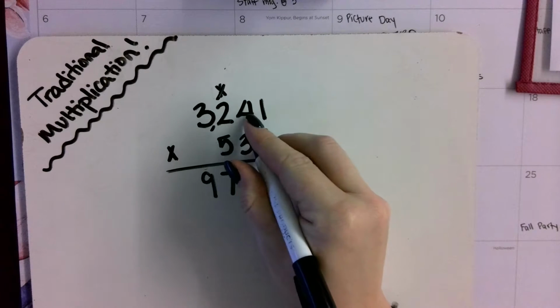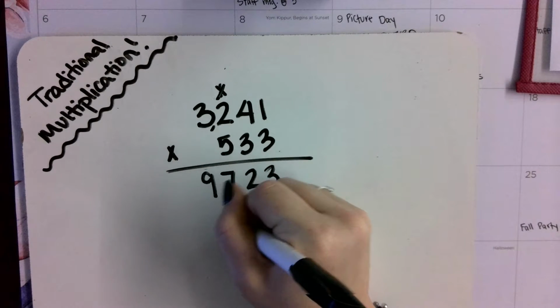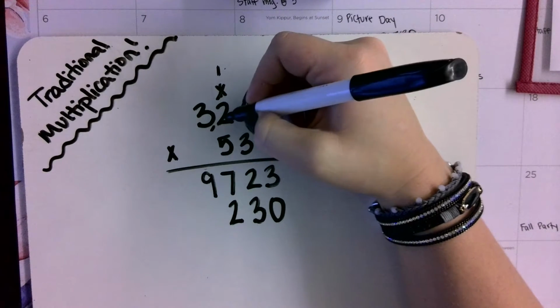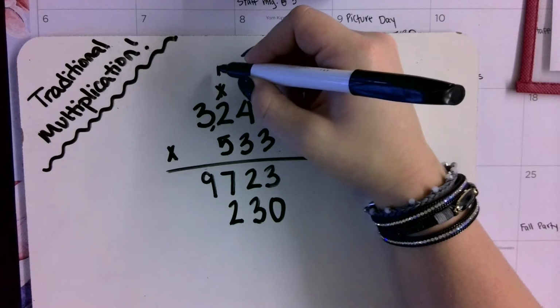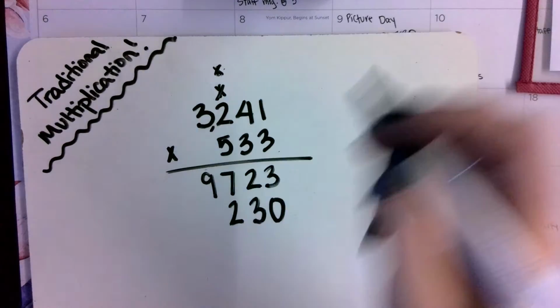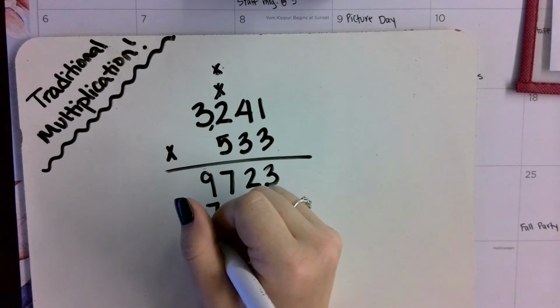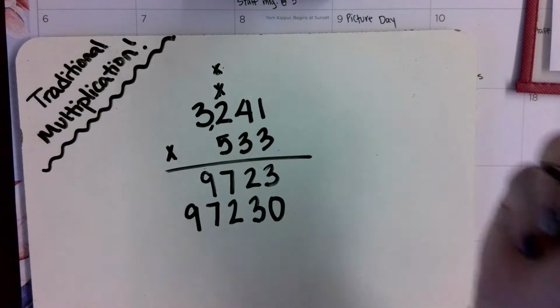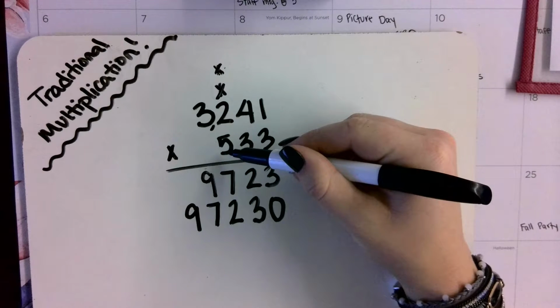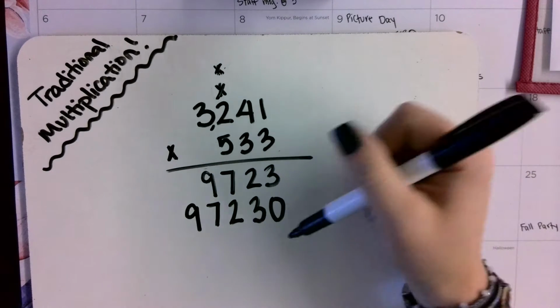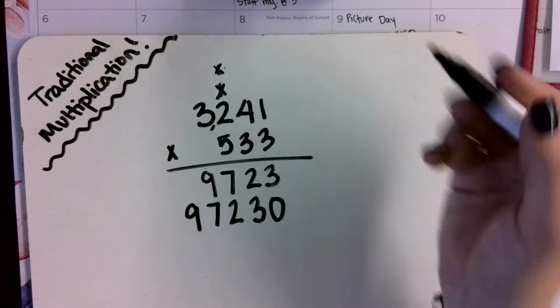3 times 4 is 12. Again, we can't put 2 digits, so put down the 2, and we're going to carry the 1. 3 times 2 is 6, plus 1 is 7. And then 3 times 3 is 9. So now we're moving over to the 100s place. 100 has 2 zeros, so we have to put 2 placeholder zeros before we can do any multiplying.